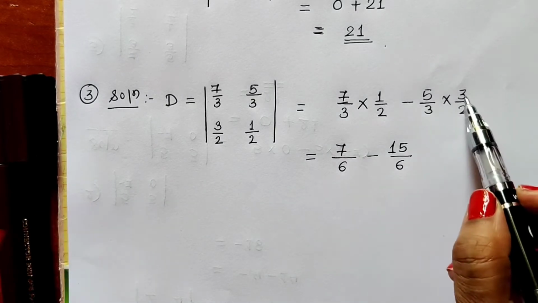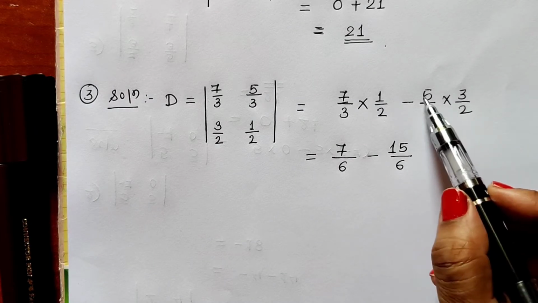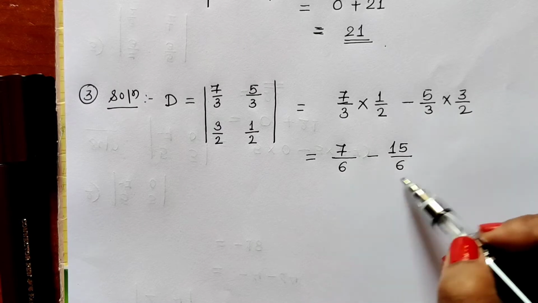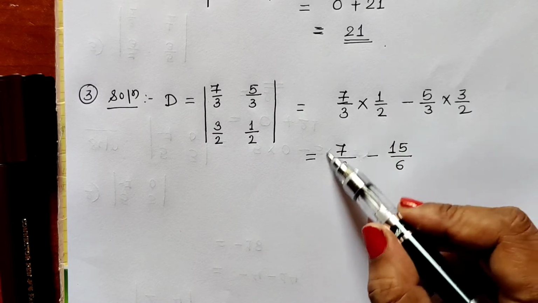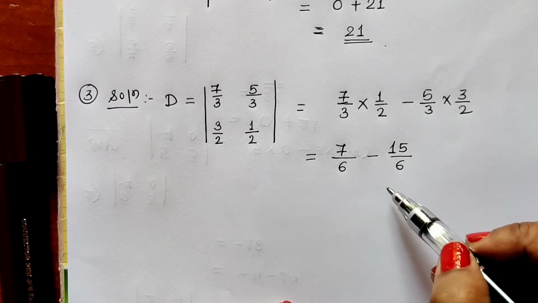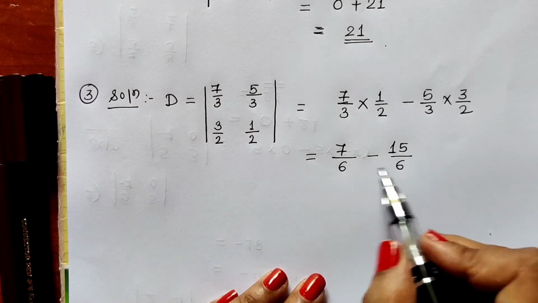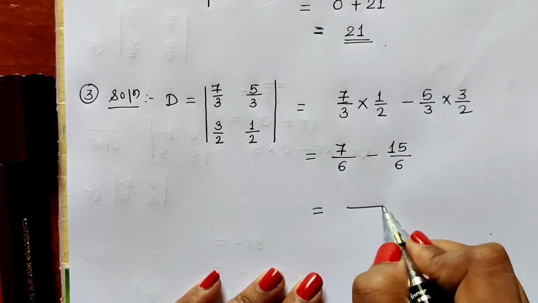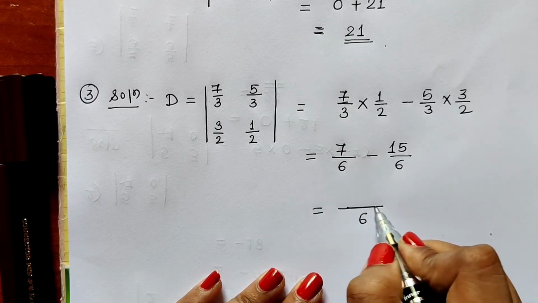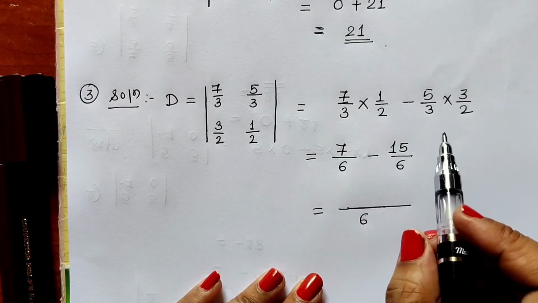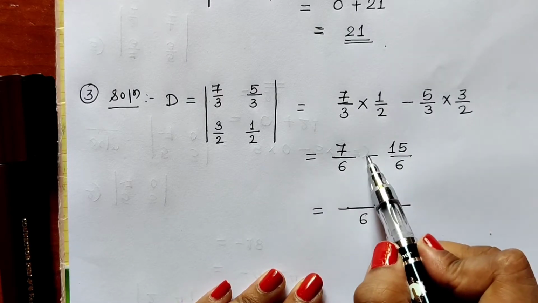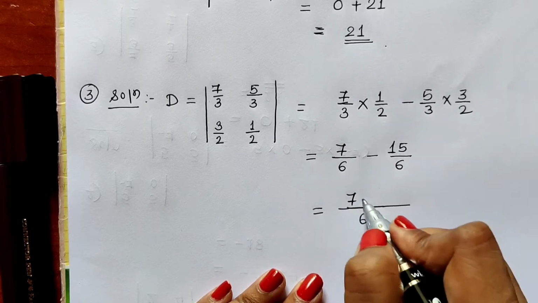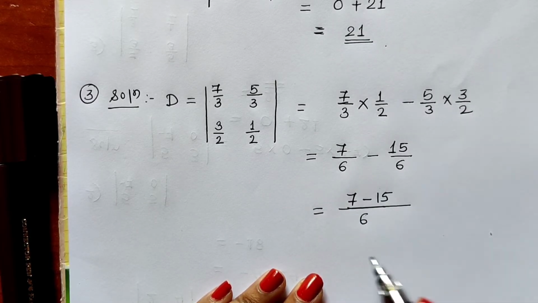If we had cancelled this 3 we would have got 5 upon 2 and then we would have to solve it by cross multiplication. Now here in this fraction we don't require cross multiplication as the denominator is same. When the denominator is same, how do we solve it? We write the denominator one time and do the operation on the numerators. Here subtraction is there, so we subtract the numerators. So 7 minus 15. It is very simple.